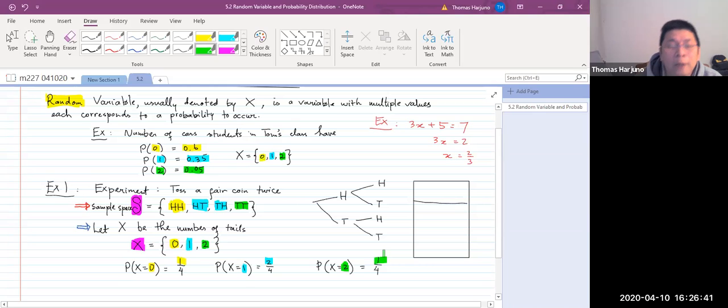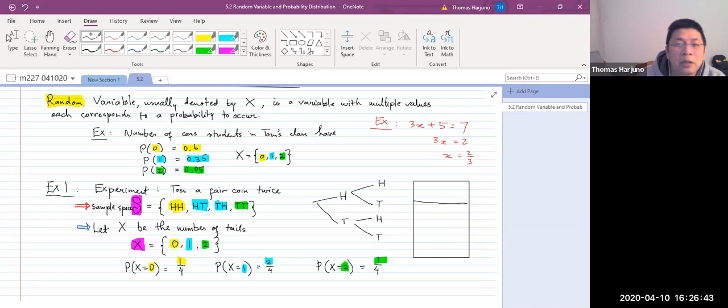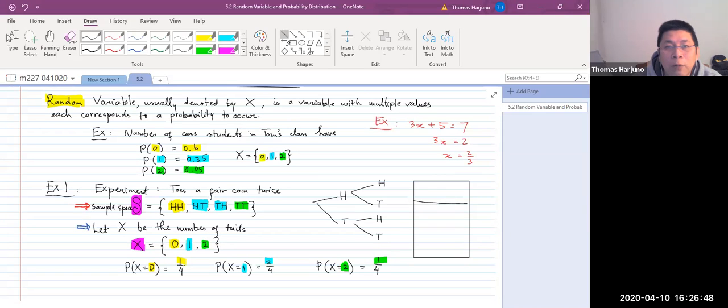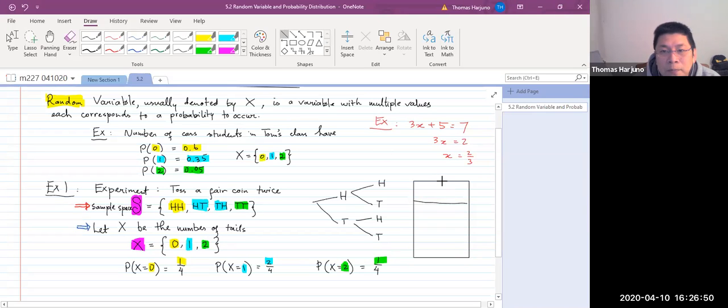Now let me go back. Then what is a probability distribution? A probability distribution is very similar to a frequency distribution, where the first column is the random variable or the outcomes, and the second column is probability.